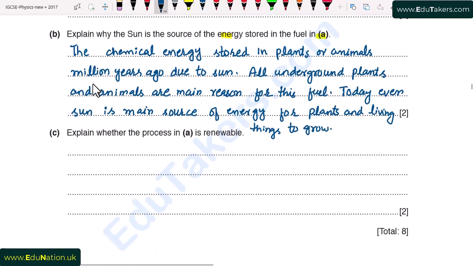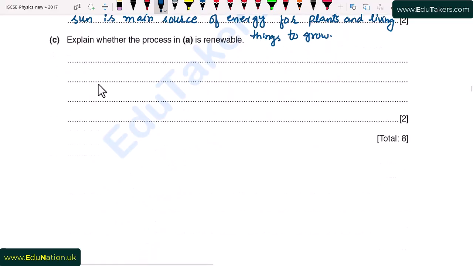Next, part C. Explain whether the process in part A is renewable. So, renewable is a process that can be used again and again to generate electrical energy. So, first of all, the underground fuel is not renewable as it is being consumed fastly and the reserves may last around 50 years. So, I write here it's non-renewable.